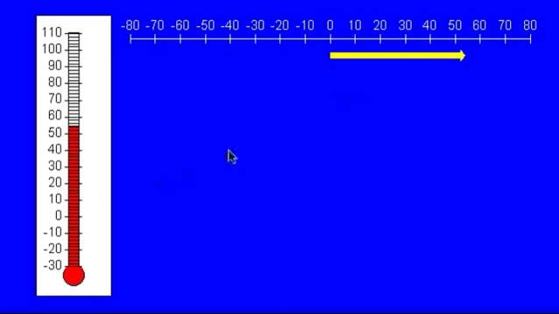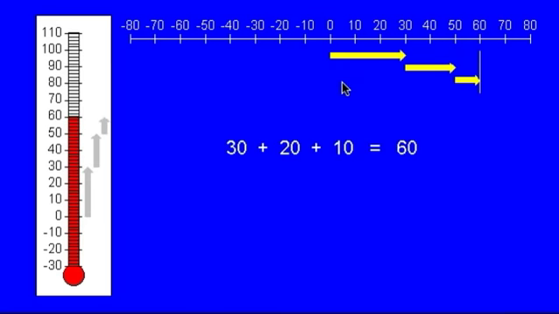Thermometers are an example of a measuring instrument that has positive and negative numbers. On a Celsius thermometer, 0 is the freezing point of water, and temperatures below that are called below zero. Temperatures above it are positive. On a number line, numbers to the right of 0 are positive, to the left of 0 are negative. Scales such as this can be used to measure things like distances above or below sea level, or money that you have versus money that you owe.